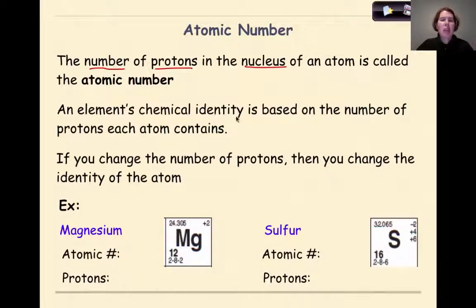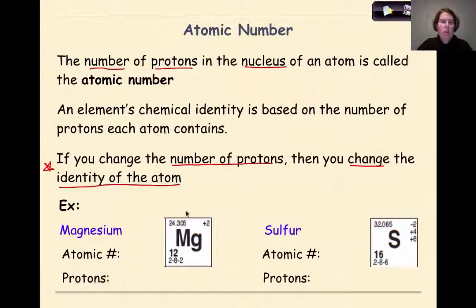An element's chemical identity is based on the number of protons each atom contains. If you change the number of protons, then you change the identity of the atom. And that's a really important statement right there. So let's say it one more time. If you change the number of protons, then you change the identity of the atom. So we really cannot mess with the number of protons inside the nucleus of an atom unless we want to change it, which might be the case, especially if we talk about something down the road like in nuclear chemistry.